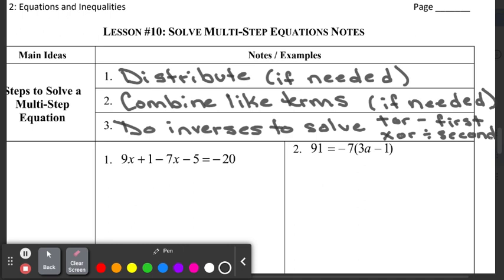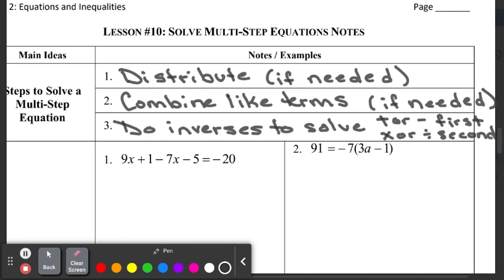These are the general steps that you're going to use to solve your equations. If you see parentheses, you're going to distribute. And I put if needed. If there's no parentheses, then you're not going to do that. Then you're going to look on each side of the equal to bar and see if there are any like terms. Well, some people don't like to do this. If you combine like terms, it will make the problem much smaller. And again, if needed. If there are no like terms to combine, then you're not going to do that step.